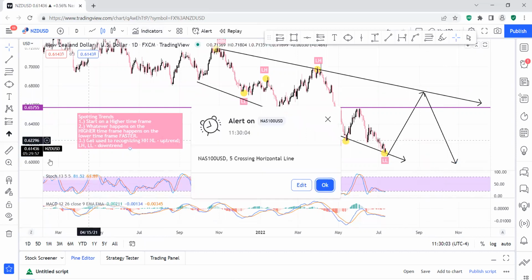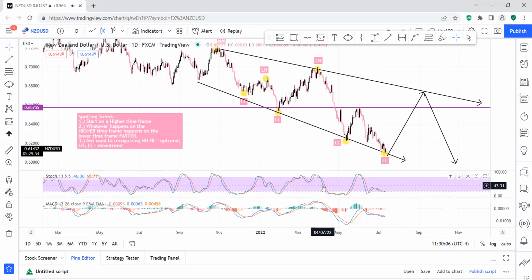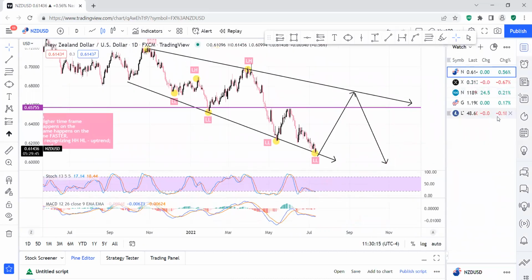So I'm going to do one more example. Oops, sorry, my alert is going off. I'm going to do one more example, and I'm actually going to do it on a pair on my watch list.